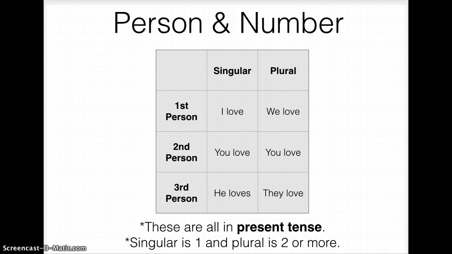These examples are all in present tense. So you have first person singular, I love. First person plural, we love. Second person is the same for singular and plural. They are both you love. Third person singular, he loves. Third person plural, they love.